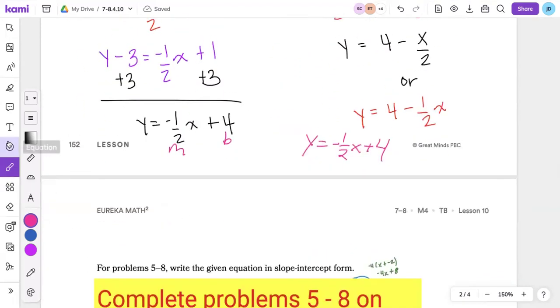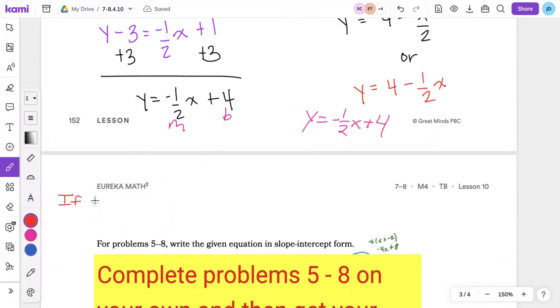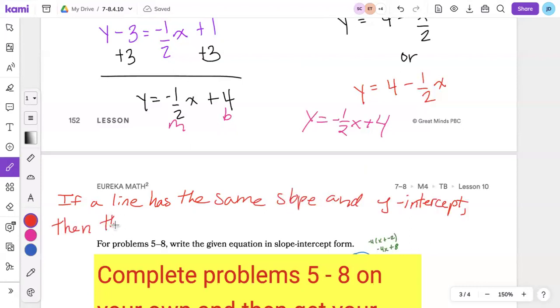So what we can say here is that if a line has the same slope and y-intercept, then they are the same line.